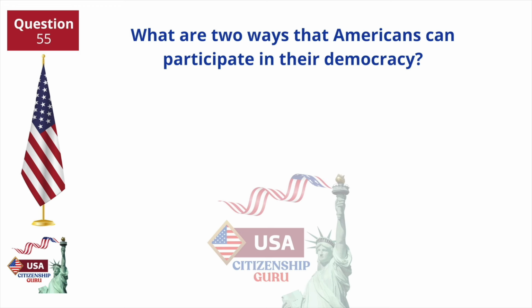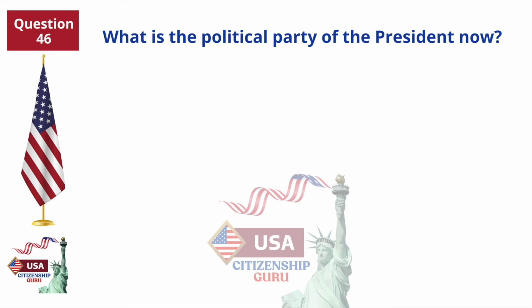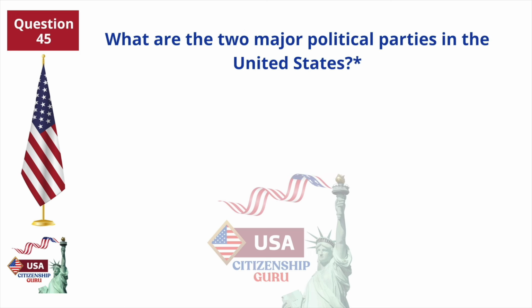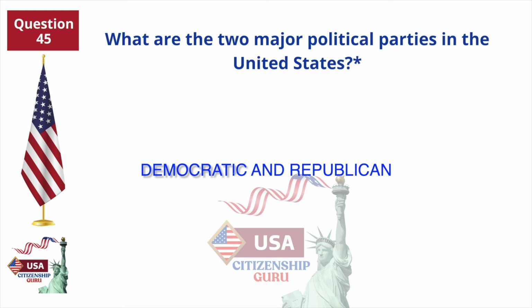What are two ways that Americans can participate in their democracy? Vote. Join a political party. What is the political party of the president now? Democratic Party. What are the two major political parties in the United States? Democratic and Republican.